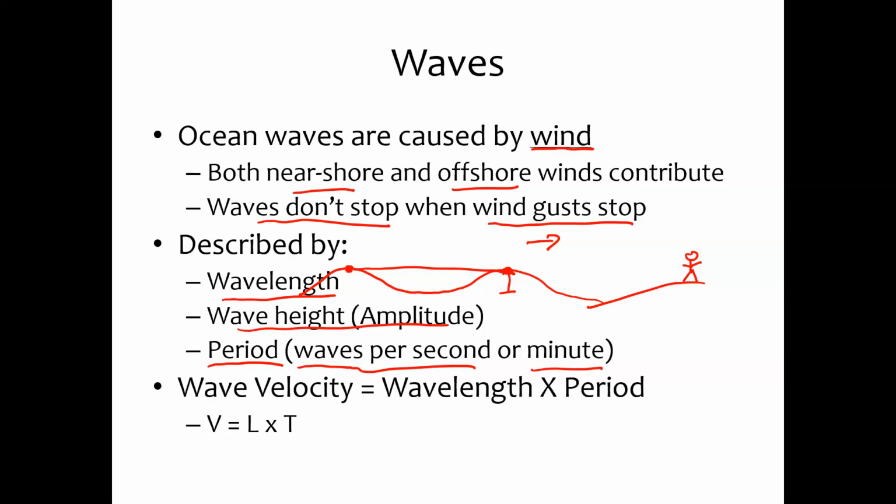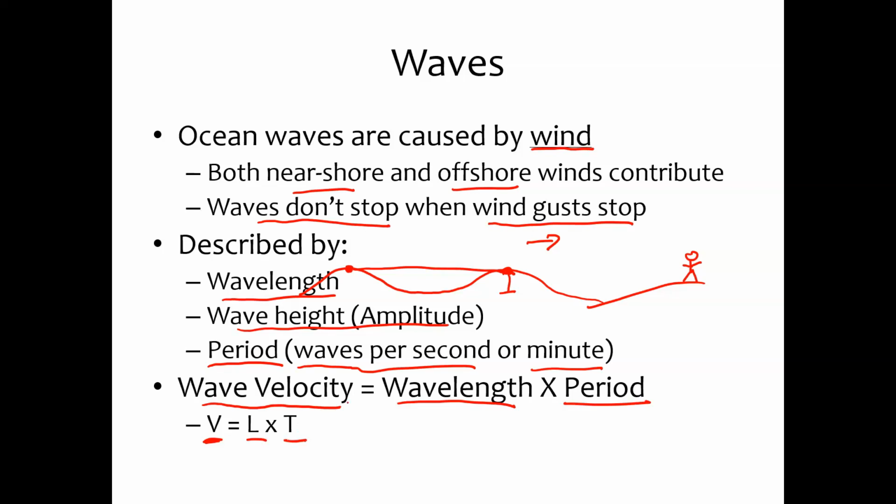And we can describe with another simple equation the relationship between some of these. The wave velocity, the speed at which the wave is moving, is equal to the wavelength times the period. So wave velocity V, speed, velocity, pretty similar, is equal to wavelength, L for length, times period, capital T.